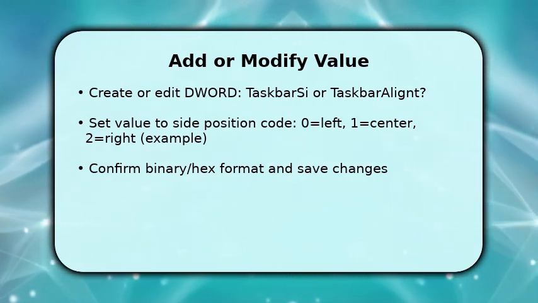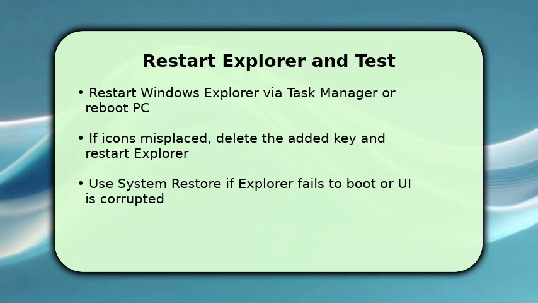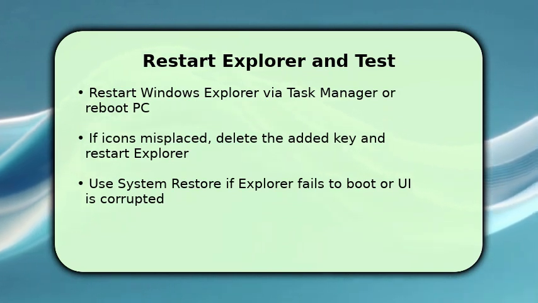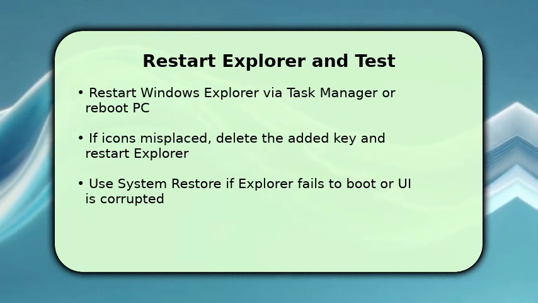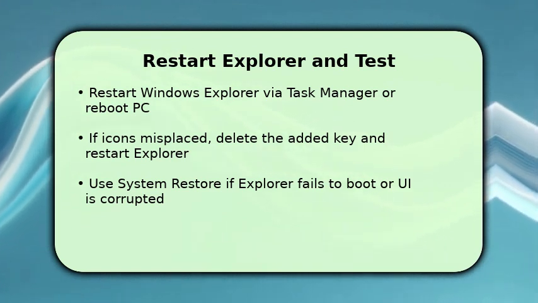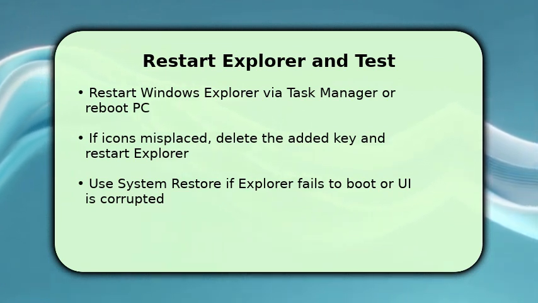To apply the change, you must restart Windows Explorer or reboot the PC. Open Task Manager, find Windows Explorer, right-click and choose Restart. This forces Explorer to read the new registry value and reposition the taskbar. Make sure to test clicking corners and opening menus to confirm alignment and behavior.